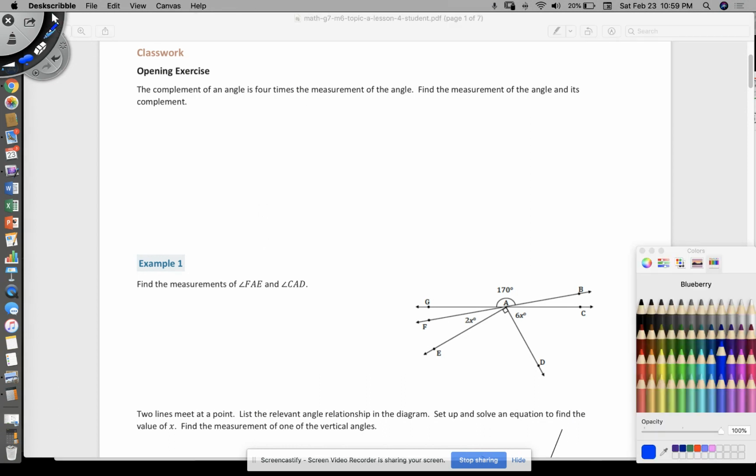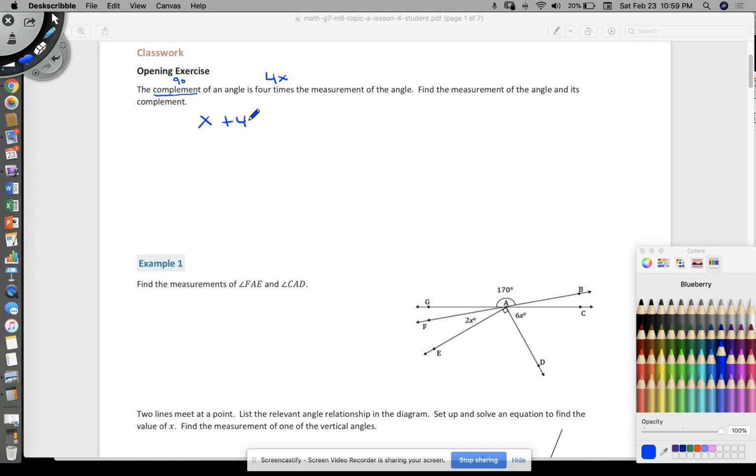Let's solve this problem here. The complement of an angle, I'm going to underline that and put a 90 above it because I know complement means 90, of an angle is 4 times, so that's 4x, the measurement of the angle. Find the measurement of the angle and its complement. So there must be two angles here. If one of them is 4x, the other one is just x.